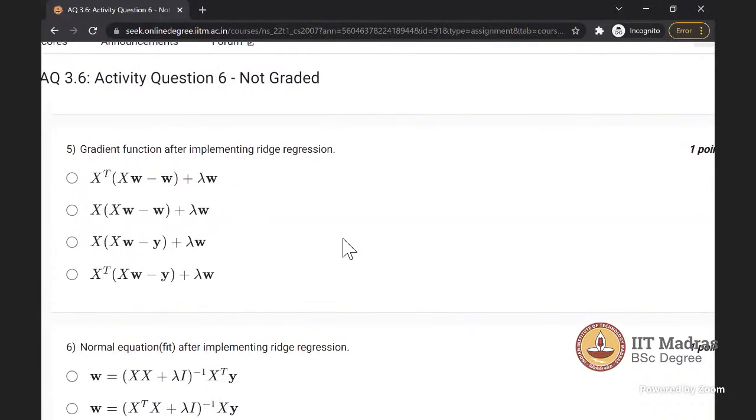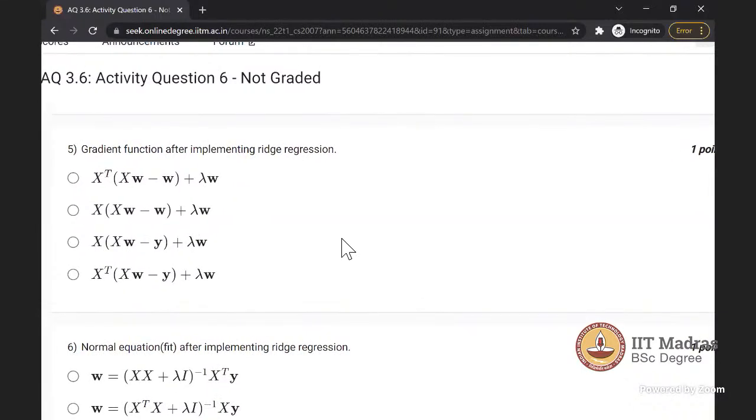Question number 5: the gradient function after implementing ridge regression is. The first one. Yes, that is the right one. No, the first one cannot be right. XW minus W. I'm sorry. The last one. Last two. Last option.